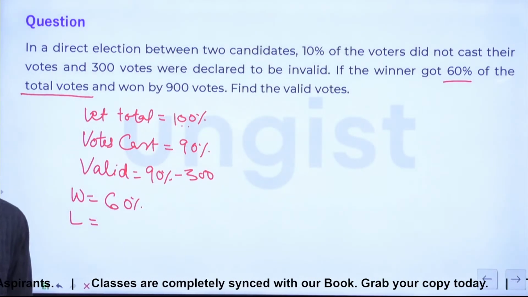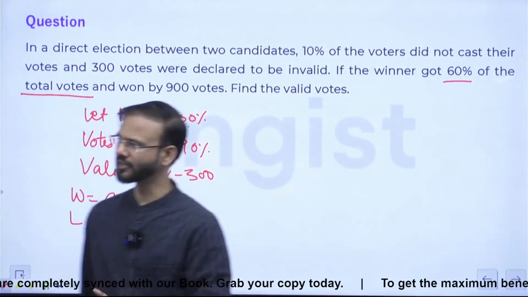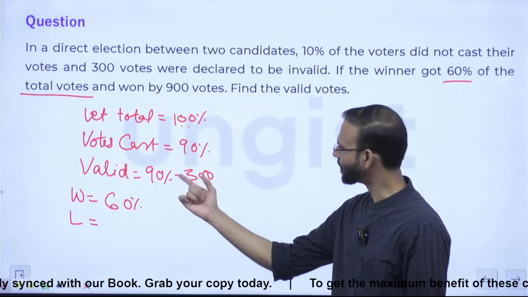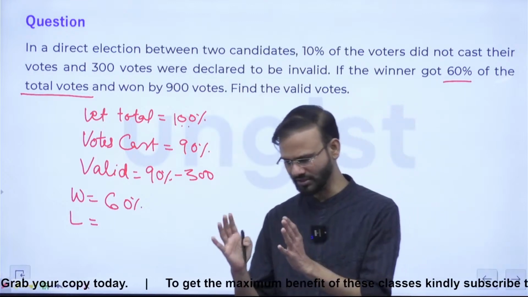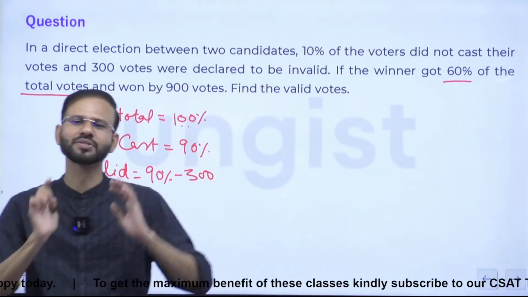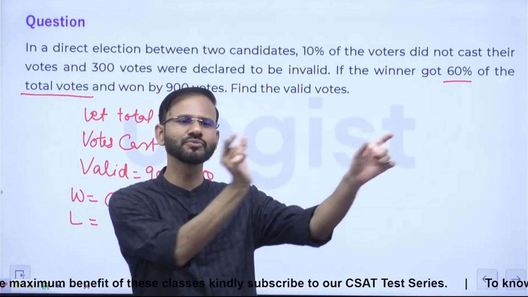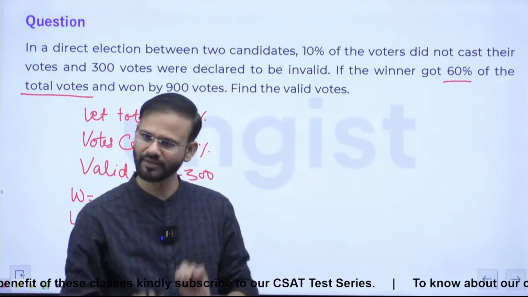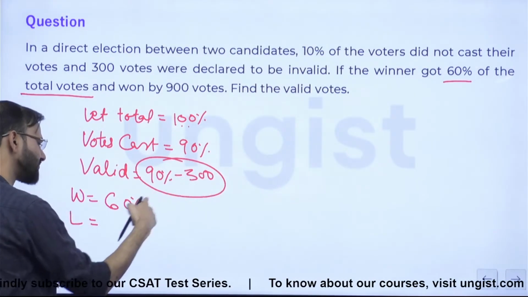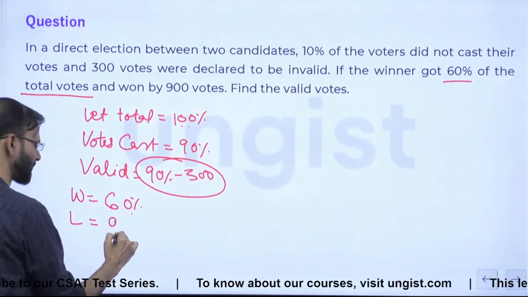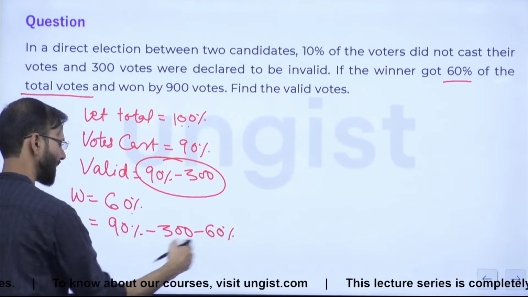What did the loser get, guys? Tell me. The loser will get valid minus winner, because loser plus winner is equal to valid votes. Just think on it. Loser's vote plus winner's vote is equal to valid votes. So the loser will be getting total valid votes minus winner's vote. So 90% minus 300 minus 60%. Guys, are you getting this or not?